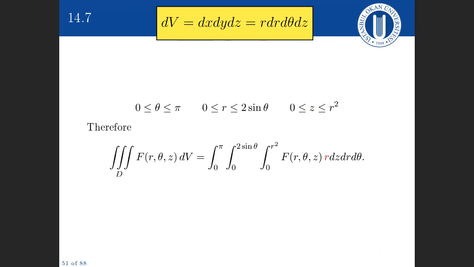So our triple integral is integral from 0 to pi, integral from 0 to 2 sine theta, integral from 0 to r squared. Then there's our function. And then instead of dV, we have r dz dr d theta.